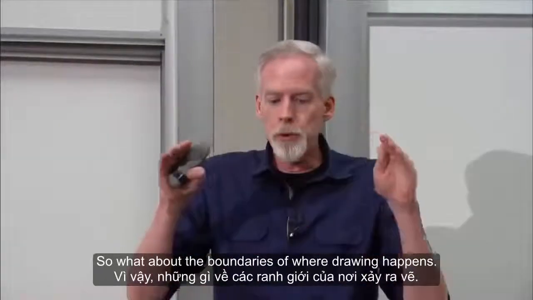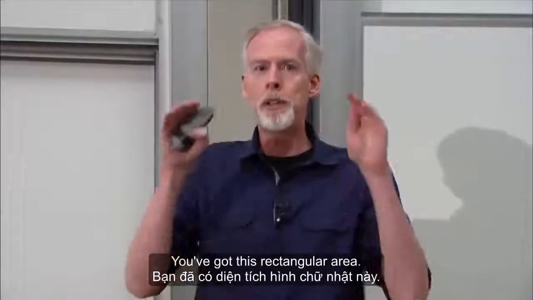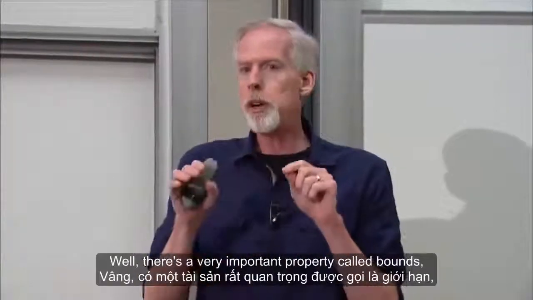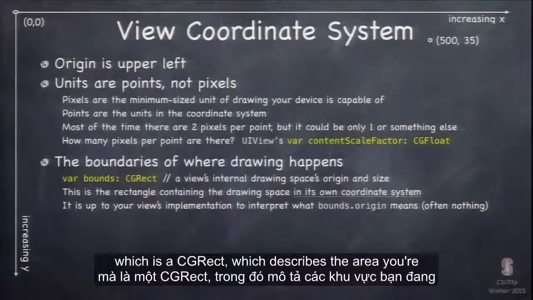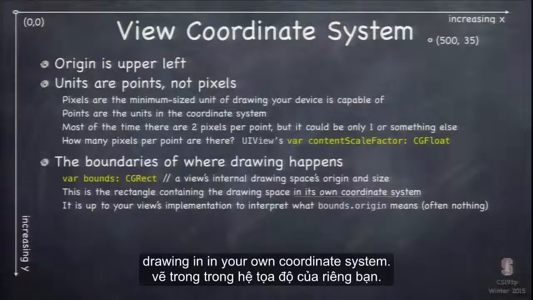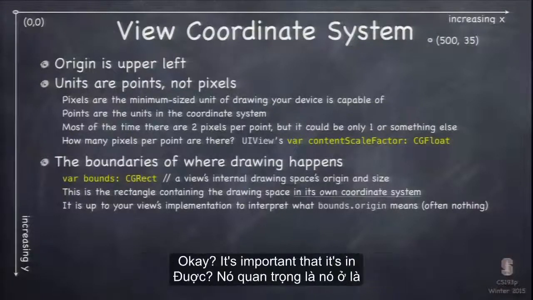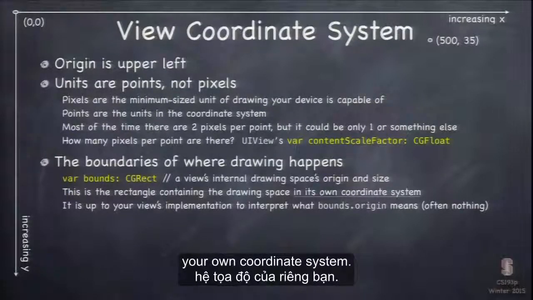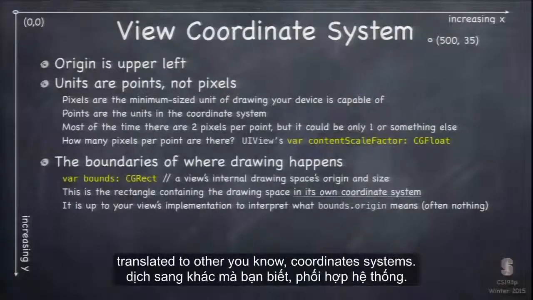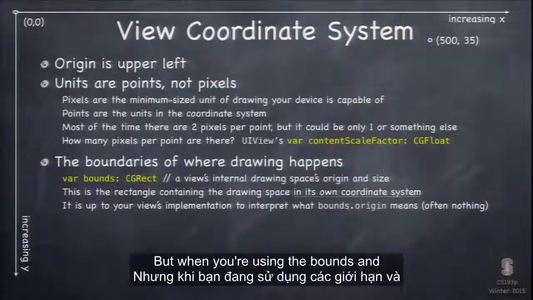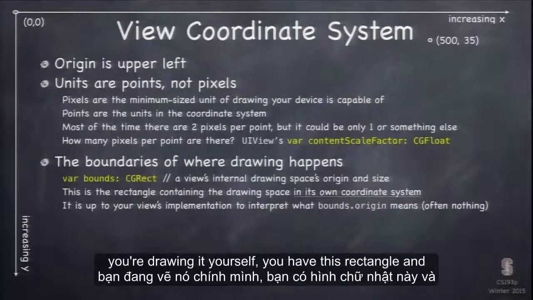So what about the boundaries of where drawing happens? You've got this rectangular area. Well, there's a very important property called bounds, which is a CG rect, which describes the area you're drawing in your own coordinate system. Okay? It's important that it's in your own coordinate system because these views can be scaled and even rotated and translated to other coordinate systems, but when you're using the bounds and you're drawing yourself, you have this rectangle, you know where it is.